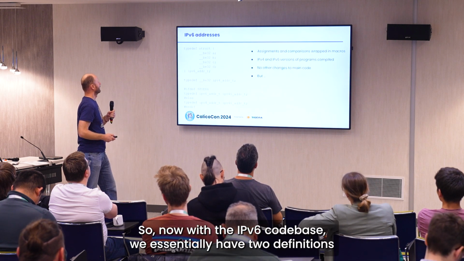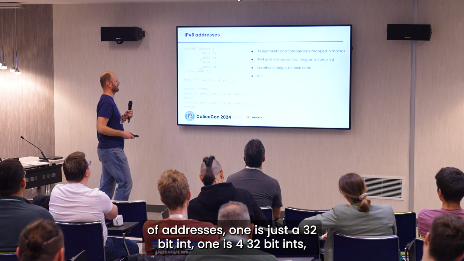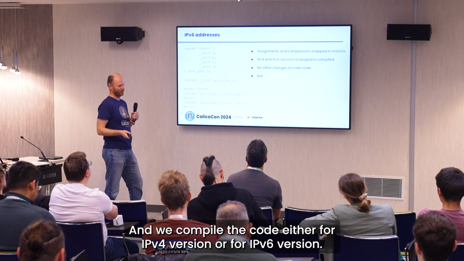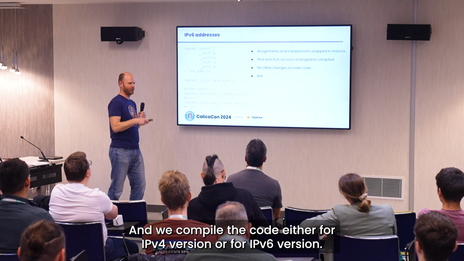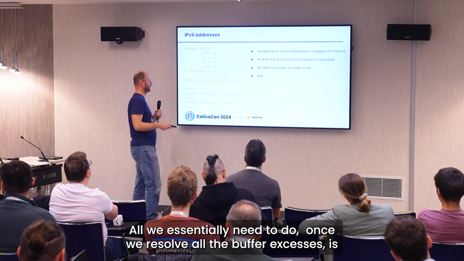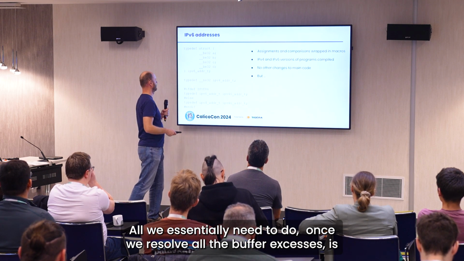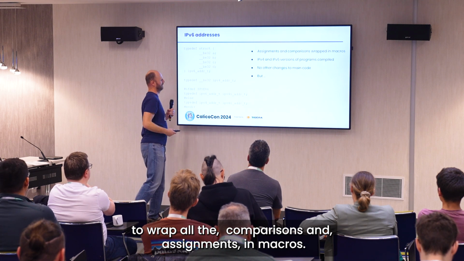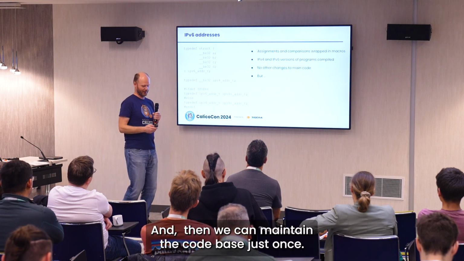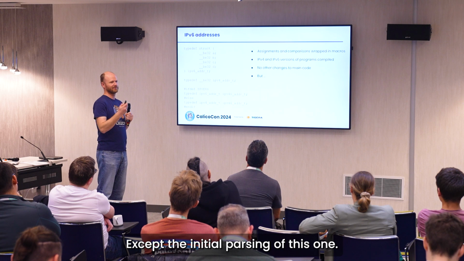So now with the IPv6 code base, we essentially have two definitions of addresses. One is just a 32-bit int, the other is four 32-bit ints, and we compile the code either for the IPv4 version or for the IPv6 version. All we needed to do once we resolved all the buffer accesses was to wrap all the comparisons and assignments in macros, and then we can maintain the code base just once, except the initial parsing, obviously.